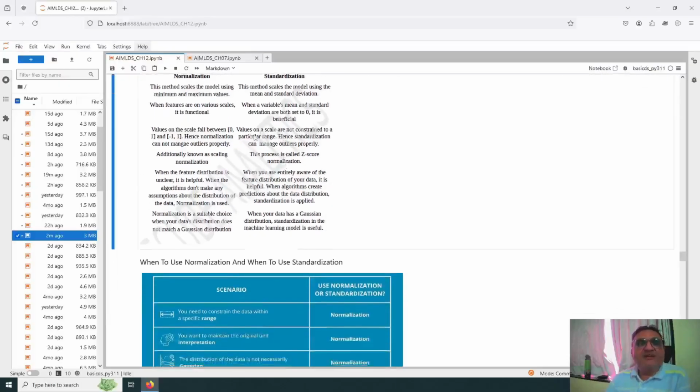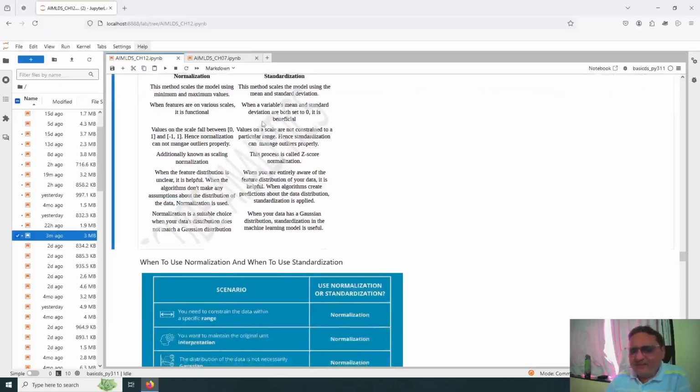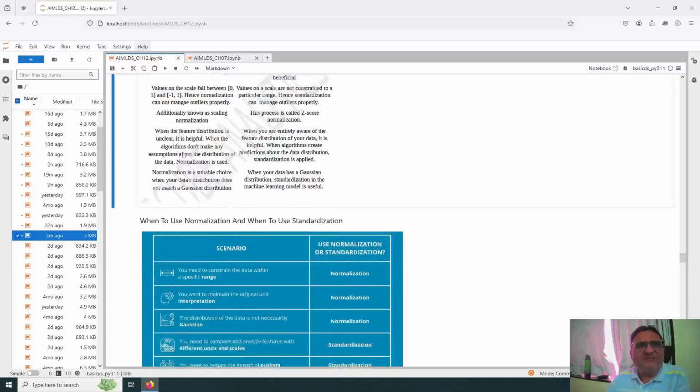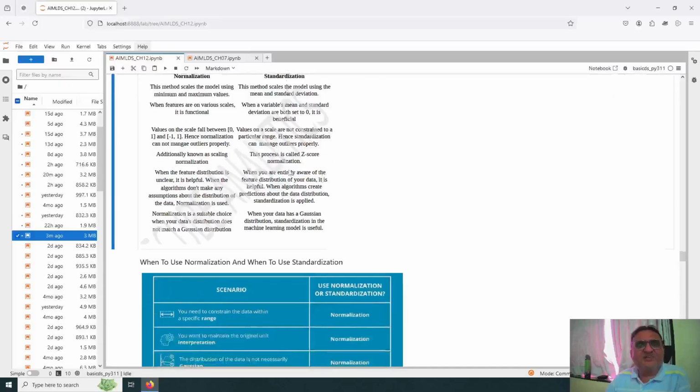Then in standardization, values on a scale are not constrained to a particular range, and therefore standardization is a better technique for managing outliers. So if you are going to do normalization, then outlier treatment should be done first and then normalization. If you are going to do standardization, then outlier treatment can be done even after. But still, it is a custom that outlier treatment is done first. Normalization is called scaling normalization, while standardization is called Z-score normalization.